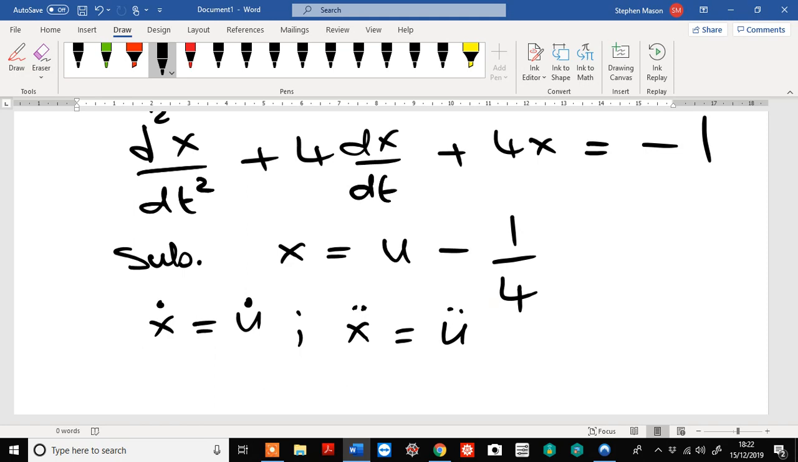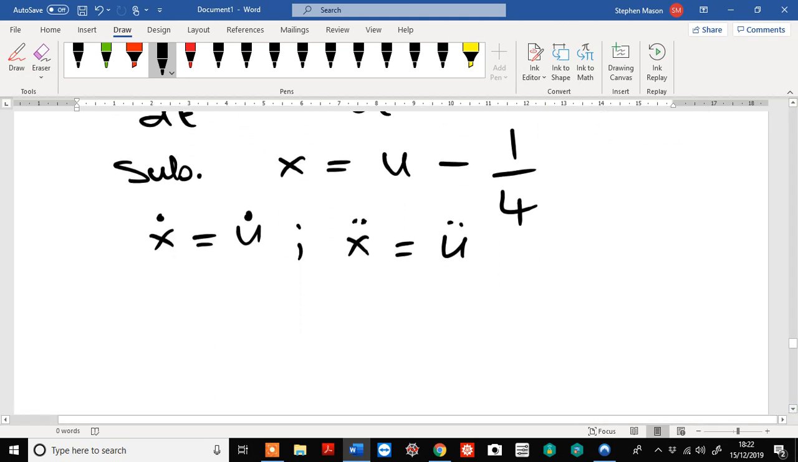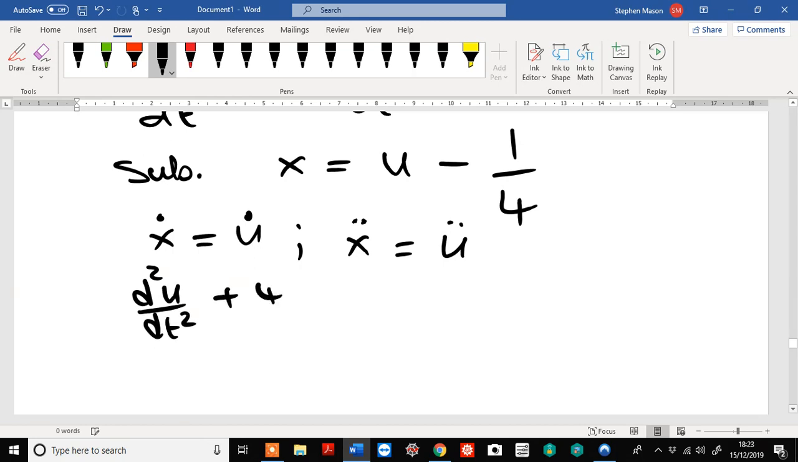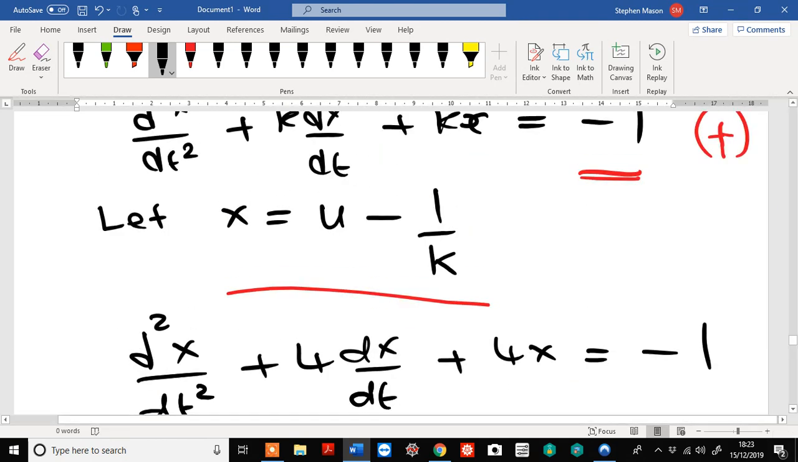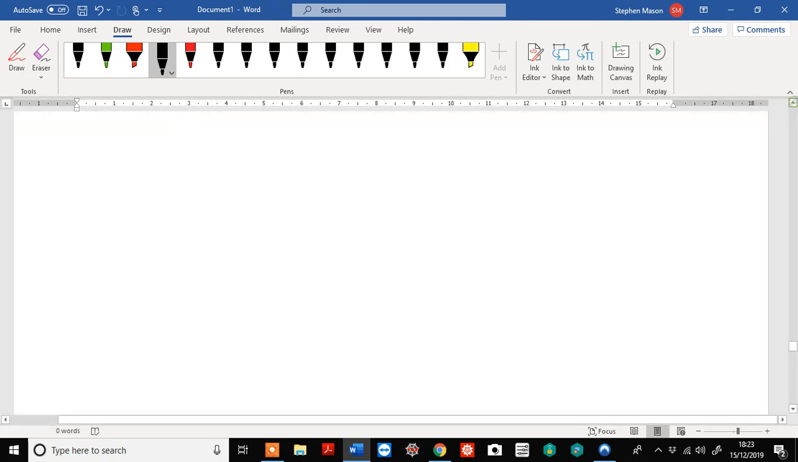Okay, so if we substitute u double dot in for d squared x by dt squared, we get d squared u by dt squared plus 4 du by dt, because dx by dt is just du by dt, plus 4 times u minus 1 over 4, which is equal to -1. Let me just double check. Yes.